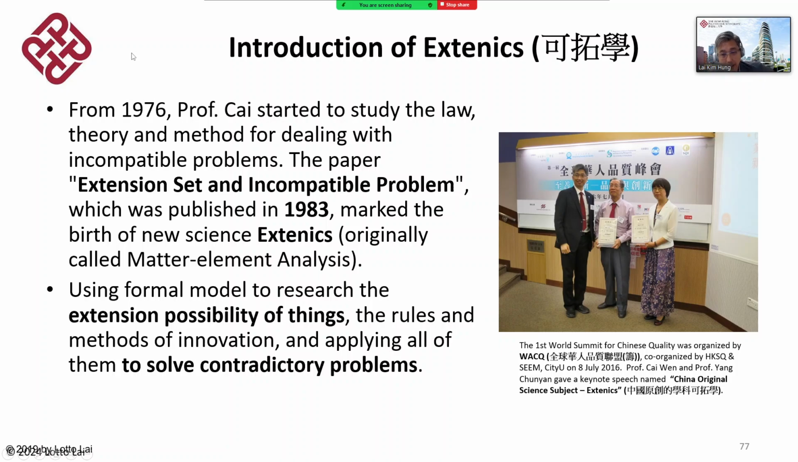So what is extension? Extension is the original Chinese AI and innovation management methodology developed by Professor Cai Wen. Professor Cai Wen started this study in 1976. Until 1983, his first paper was published, named the extension set and incompatible problem, and then this new science, extension, was created. It uses a formal model to research the extension possibility of things and uses rules and methods of iteration to apply all of them to solve contradiction problems.